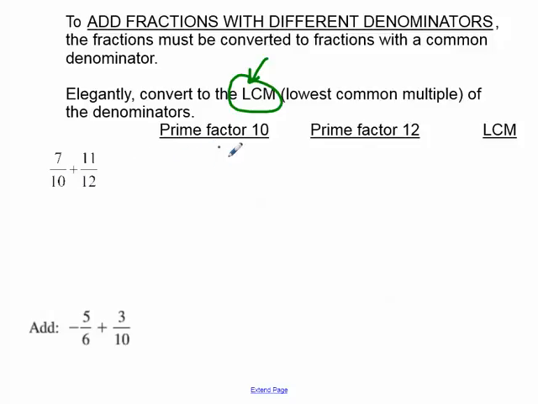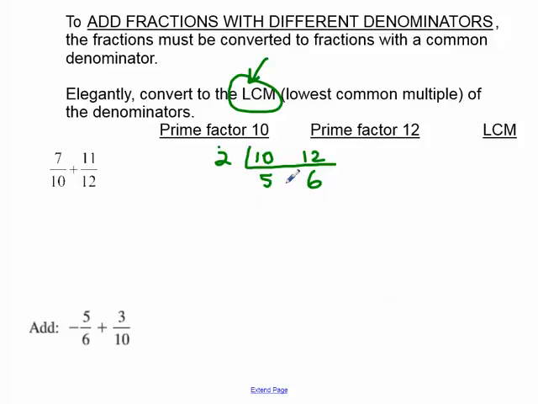So to do 10 and 12, we can use the cake method and find the lowest common multiple between 10 and 12. Is there a common factor? Yep, we can pull out a 2. 10 divided by 2 is 5. 12 divided by 2 is 6.